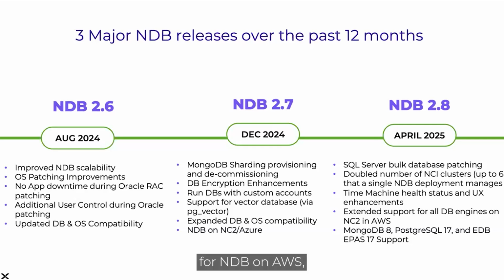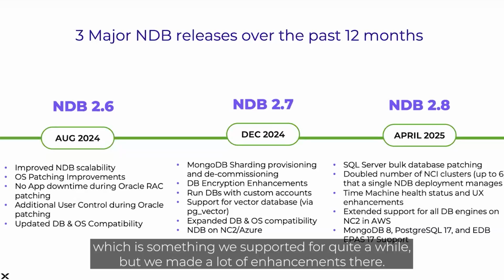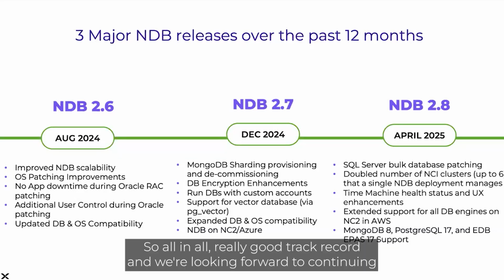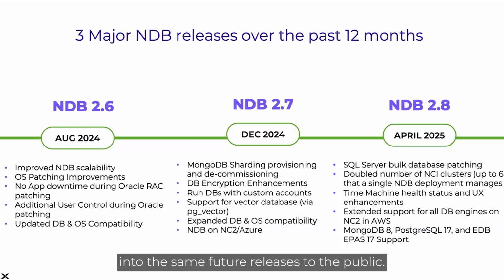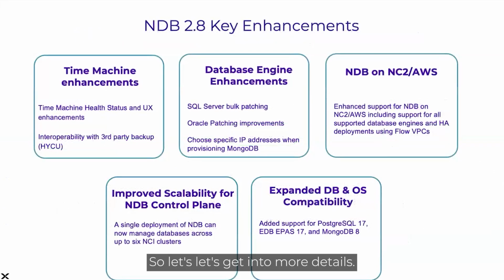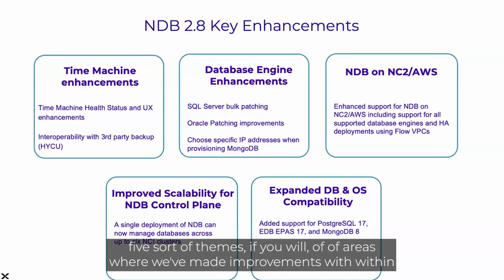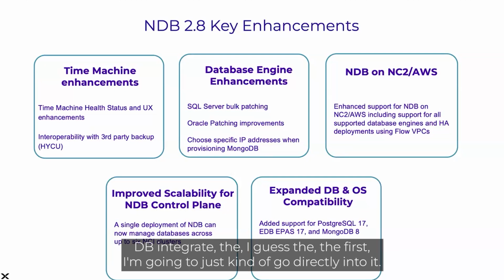for NDB on AWS, which is something we supported for quite a while, but we made a lot of enhancements there. And then last, we added support for some of the latest database engines. So all in all, really good track record, and we're looking forward to continuing to do the same in future releases of the product. So let's get into more details. These are probably some of the key five themes, if you will, of areas where we've made improvements with NDB 2.8.